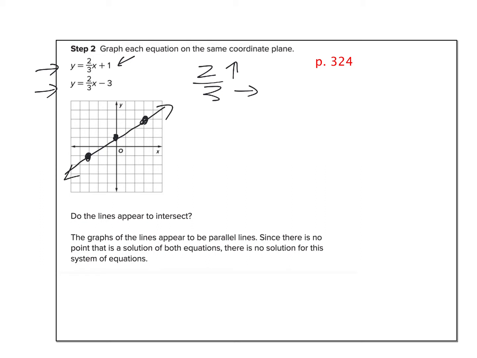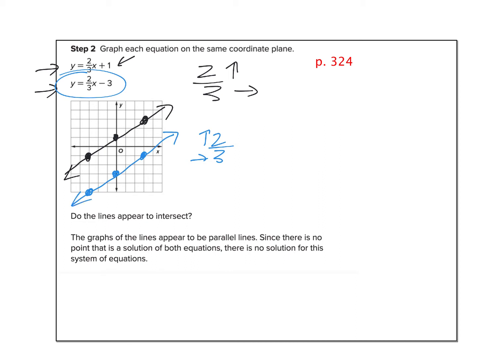All right, my second equation is this. I'm going to start at -3, 1, 2, 3. Okay, and again, the slope is 2/3, so I'm going to go up 2 over 3. So up 2 over 3, okay. Can't fit another one that way, so I'll go down 2, backwards 3. Okay, and here's my blue line.